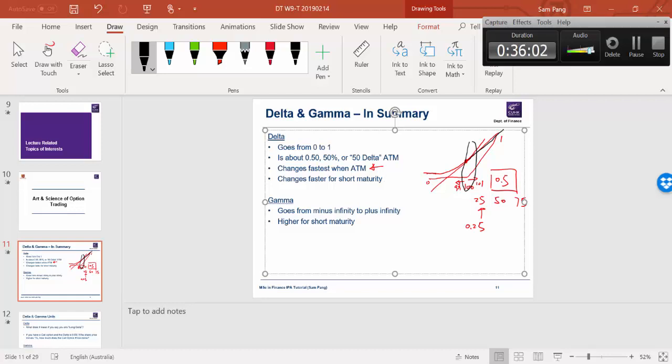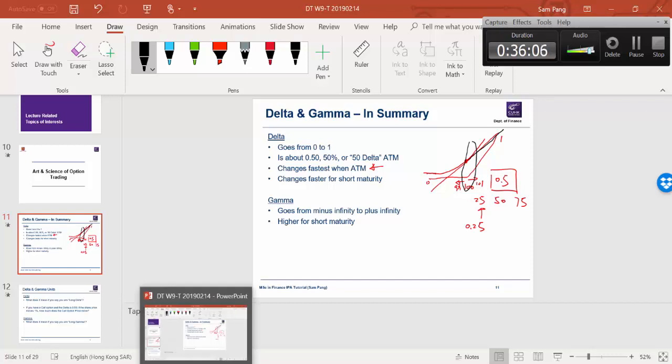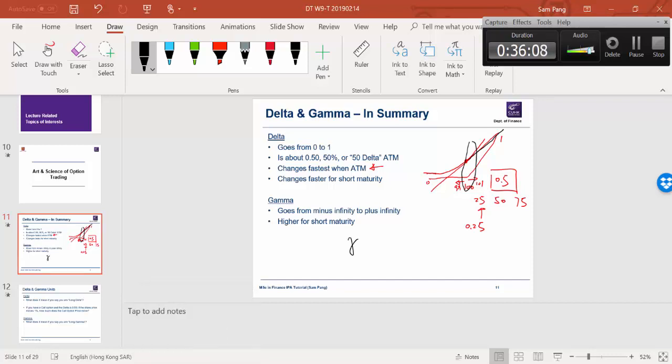Now I want to talk a little bit about gamma. As you know, gamma, which is often represented like this, and is sometimes written like this in some textbooks, is the second derivative.